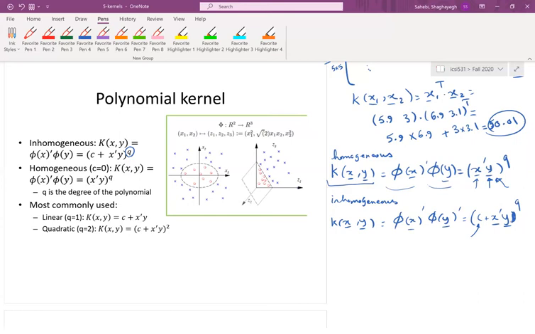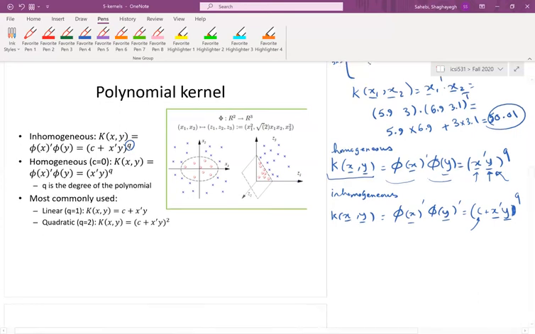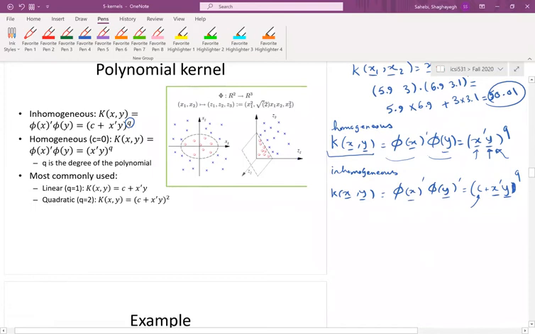Let's look at it for q equal to 2. If I have q equal to 2, then the kernel between x and y, suppose that we are looking at the homogeneous one, is equal to x transpose y squared, right?